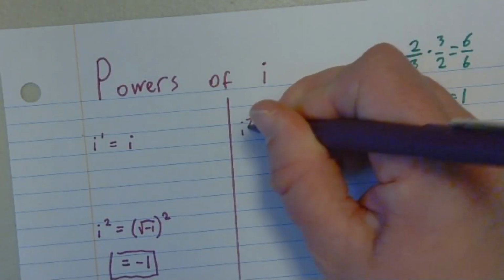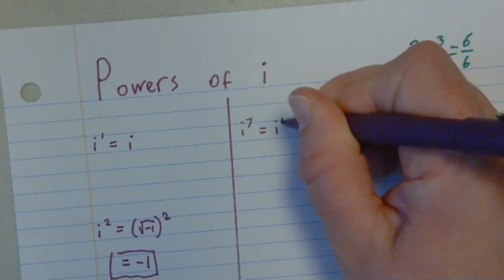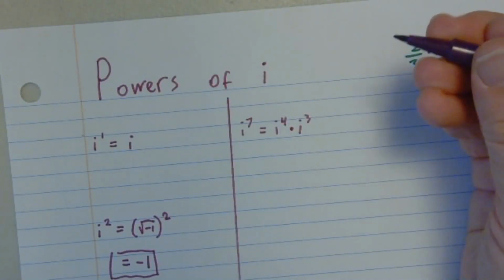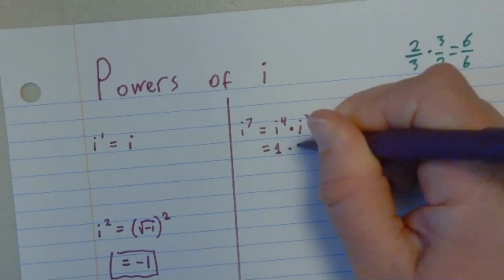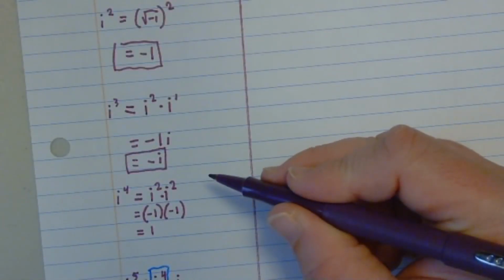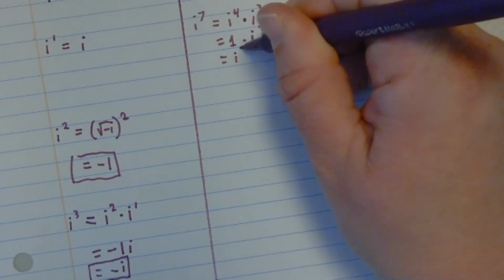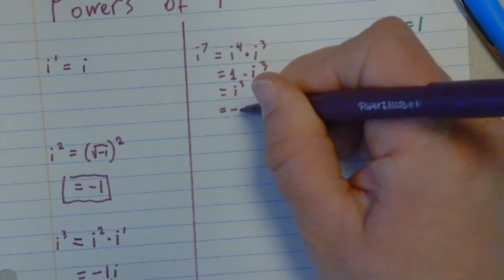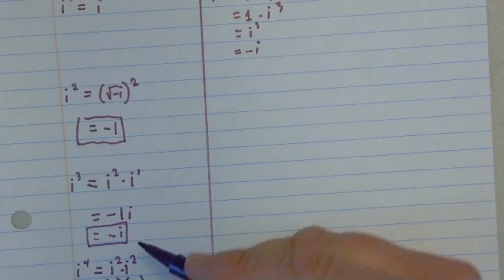I to the seventh, well, 4 plus 3 is 7, so I to the fourth times I to the third would be I to the seventh. I to the fourth is just 1 times I to the third. Well, I know what I to the third is. It's -I. So since 1 times I to the third would just be I to the third, this would just be -I. I substituted this for that.